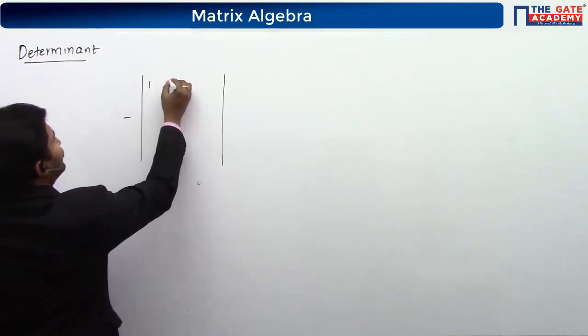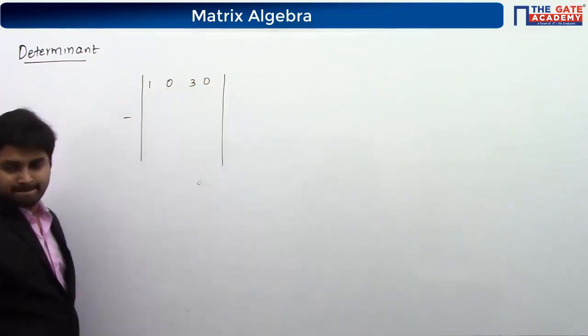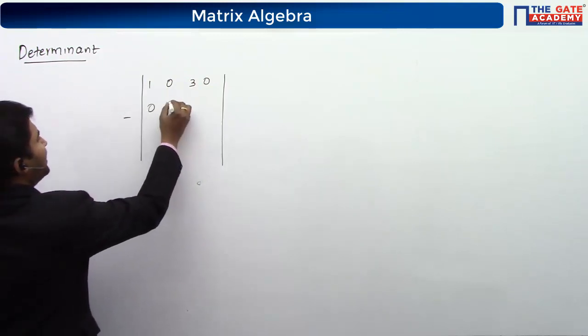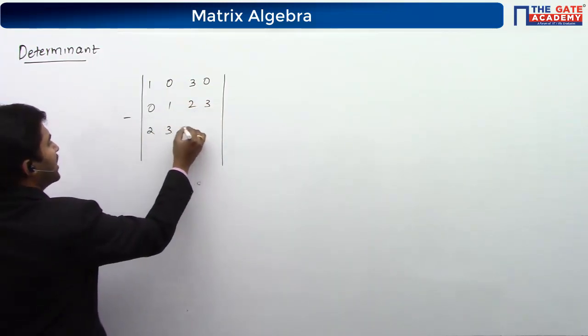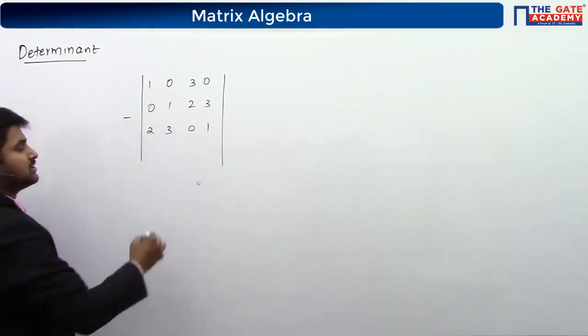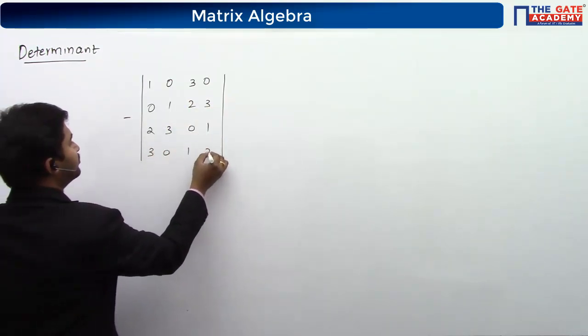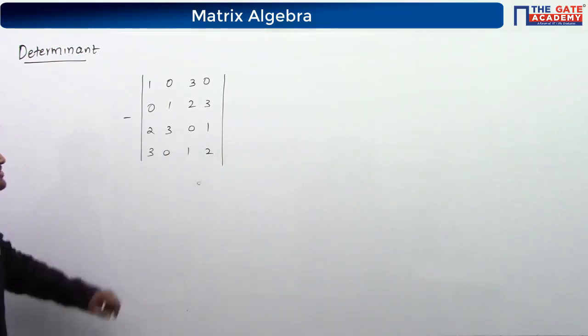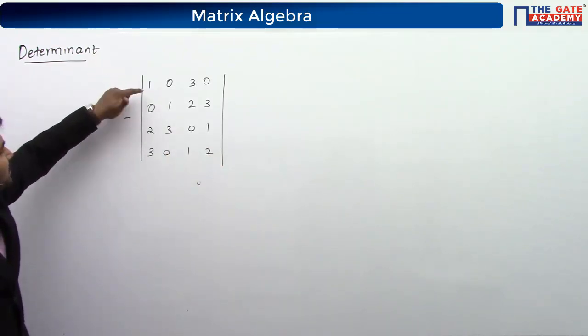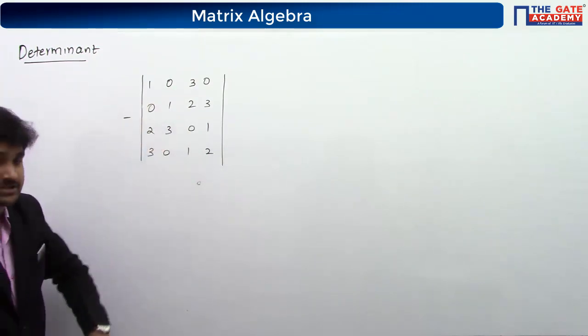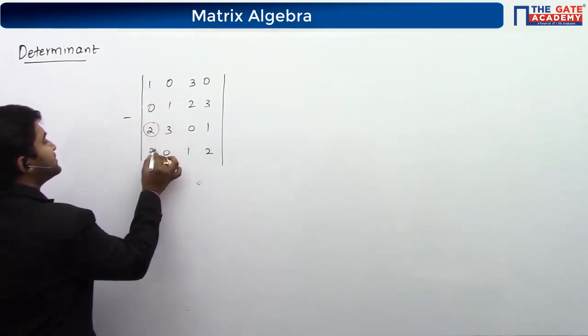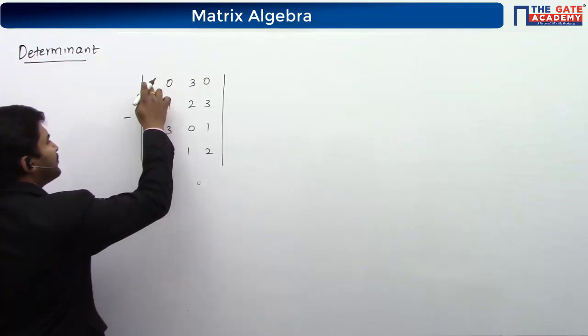So I will have 1 0 3 0, 0 1 2 3, 2 3 0 1, 3 0 1 2. Now you see what happens is that by this, this particular element has become 0, which is required for us. And let us make this element and this element also 0 by using the first row.